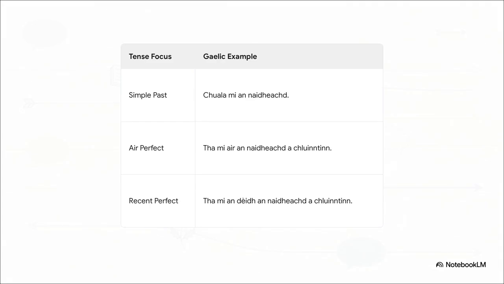Chuala mi an naidheachd, I heard the news. Door number 2. If you want to focus on the state of completion before now, use the air perfect. Tha mi air an naidheachd a chluinntinn, I have heard the news. And door number 3. If you want to focus on immediate recency, you go with the recent perfect. Tha mi an dèidh an naidheachd a chluinntinn, I have just heard the news. Three different intentions, three totally different Gaelic structures.